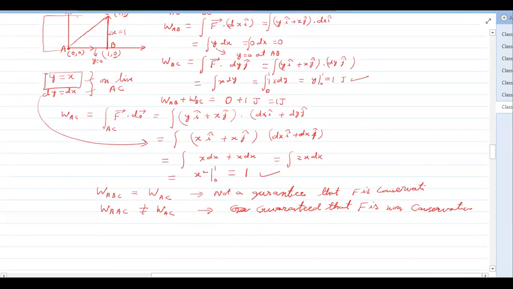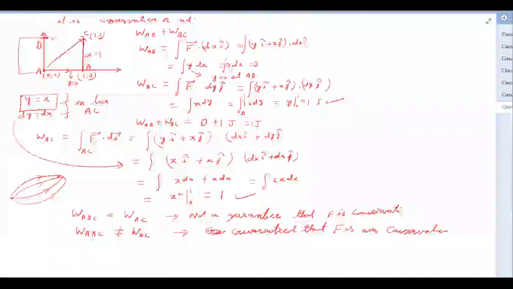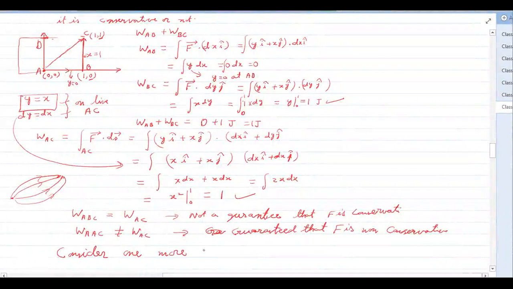We can take A, so if you go to the upper point and then we return, that is also going to give the same result. If you go from A to D, this point, and then you go from D to C, again that will give the same result. That will also give 1 joule. Consider one more path.